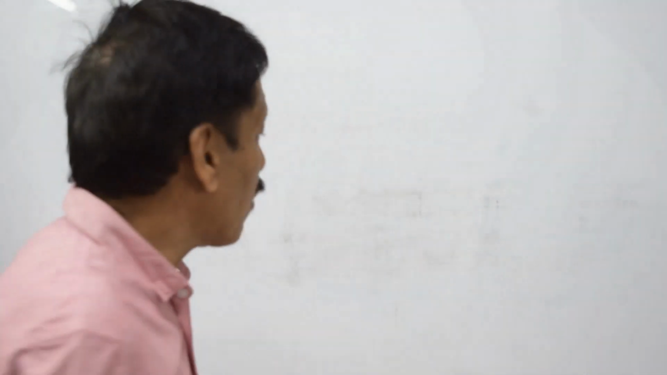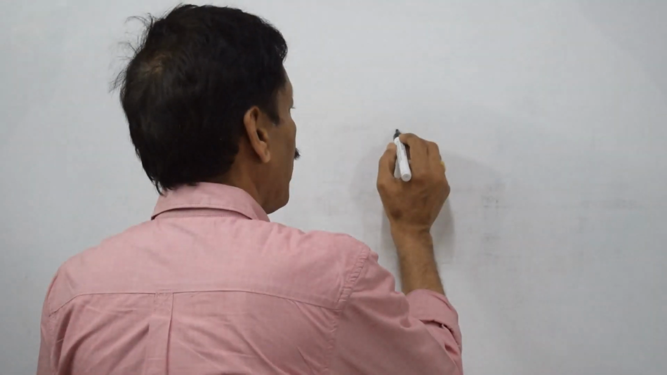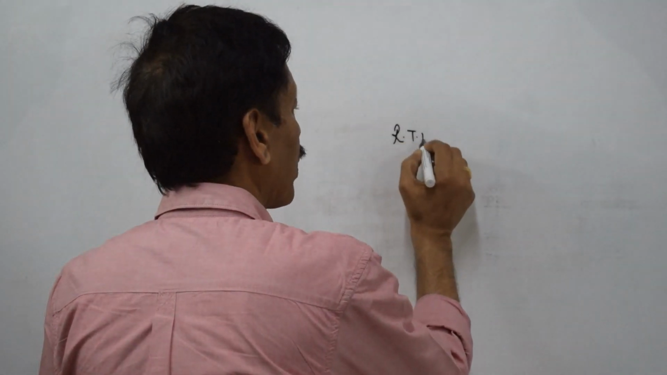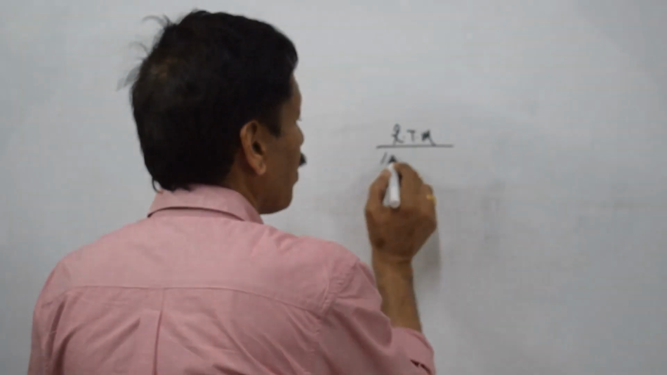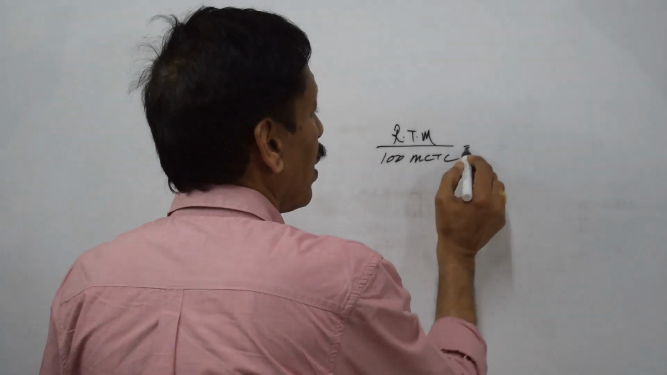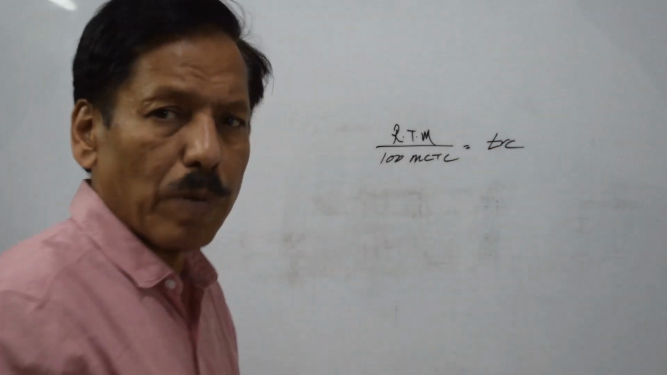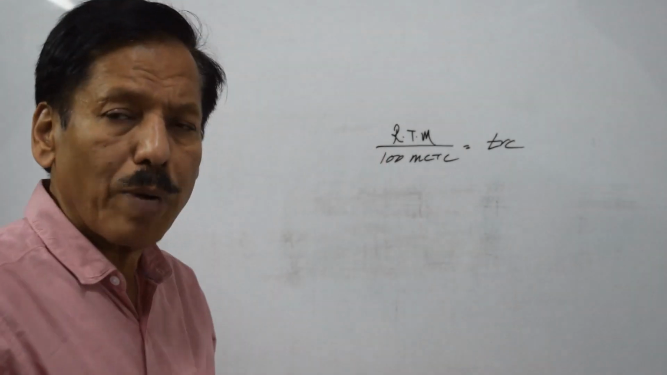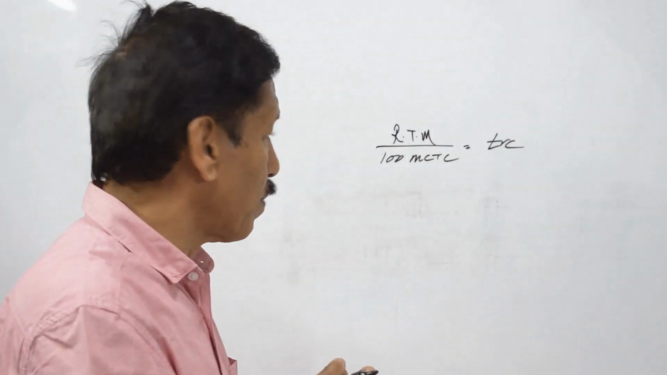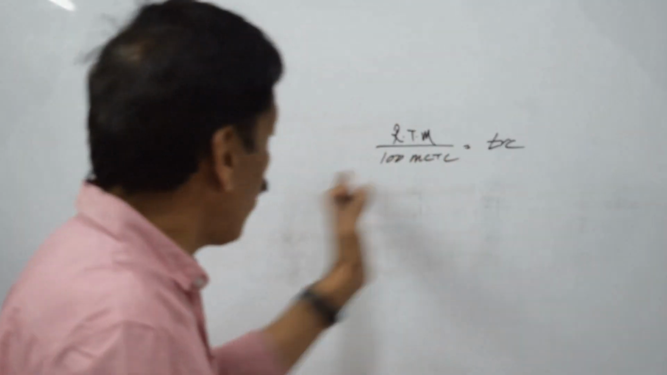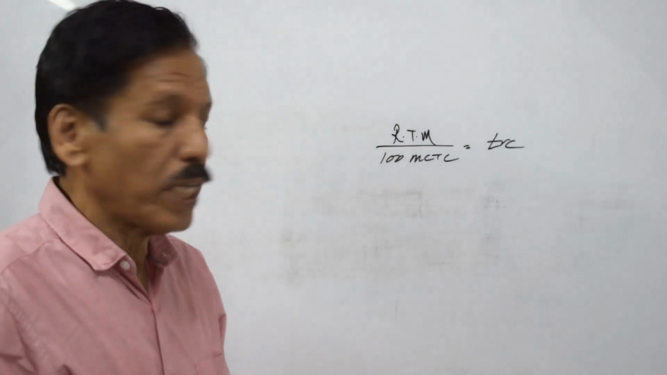So what are these basic formulae? One is in respect of trimming moment or residual trimming moment. Residual trimming moment divided by 100 MCTC will give you trim change. So this is one formula. Like trimming moment you might get by shifting a weight forward or aft longitudinally, or loading a weight forward of center of flotation or aft of center of flotation. So whatever is the final residual trimming moment, if we divide it by 100 MCTC, you will get trim change in meters.